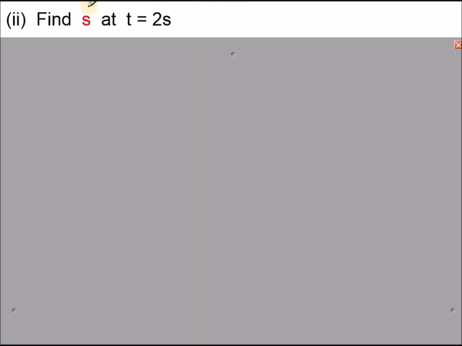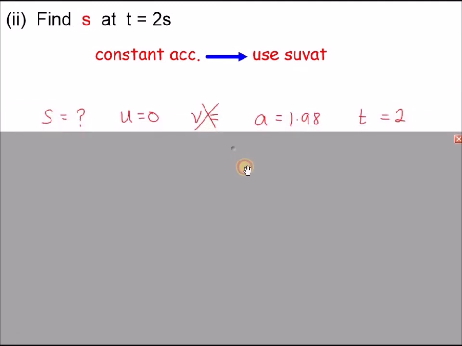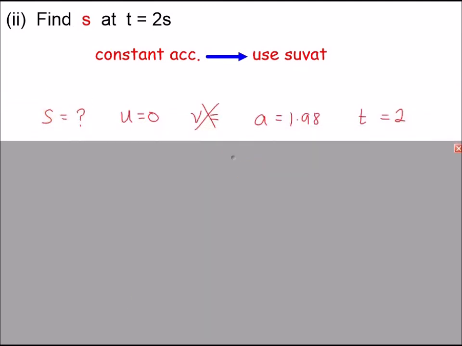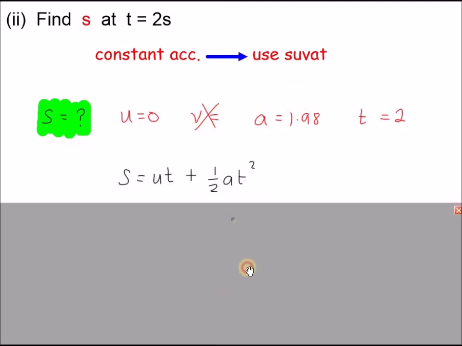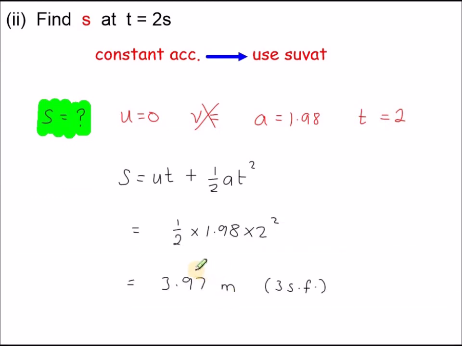Part 2, we have to work out the displacement of the particle 2 seconds into its motion. So constant acceleration, we're going to use SUVAT. So this is what we're after. We need s. Initially the particle was at rest. We're not interested in the final velocity, so I've crossed out the v. We have the acceleration, and t equals 2. So SUVAT formula, substitute the values in, and we have our displacement, 3.97 meters.